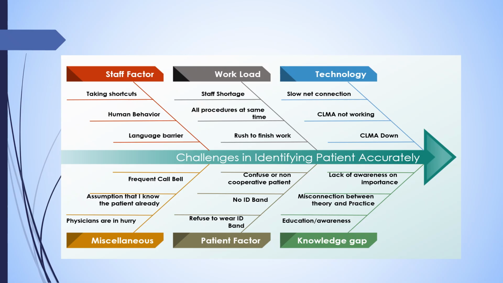So here there is challenges in identifying patient accurately. So what are the challenges in identifying the patient accurately? So there are a lot of challenges. So the brainstorming of 10 people reveals there is problem with technology, a problem with workload, problem with staff factor, problem with miscellaneous patient factor and knowledge gap. So whatever is the challenges, we write it down and then we categorize under subheadings like CLMA was down, CLMA was not working, slow net down. CLMA is closed loop medication administration.